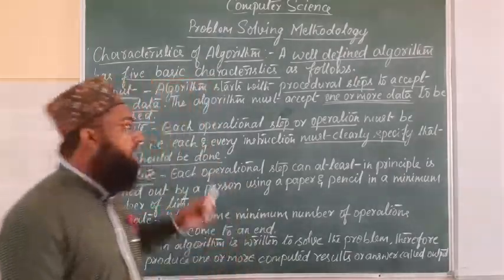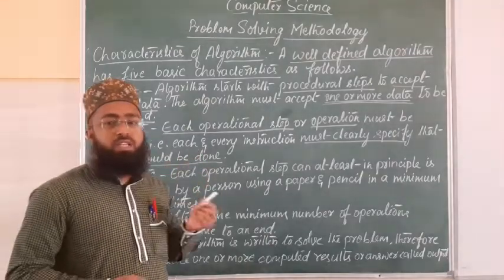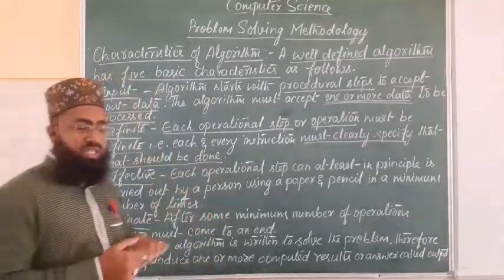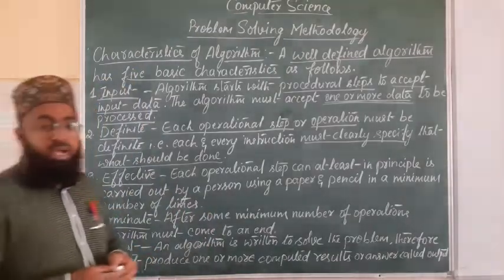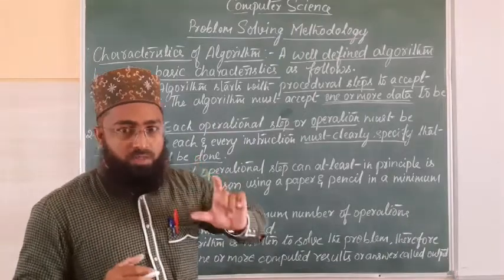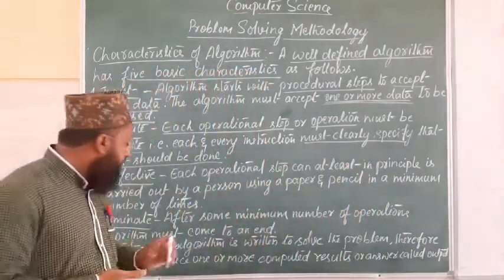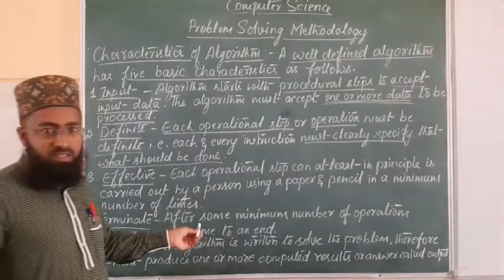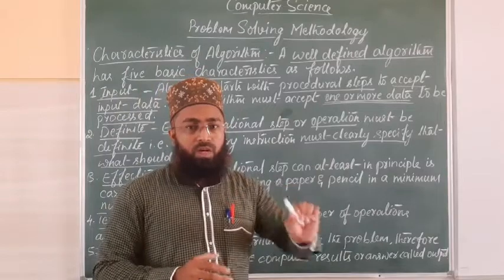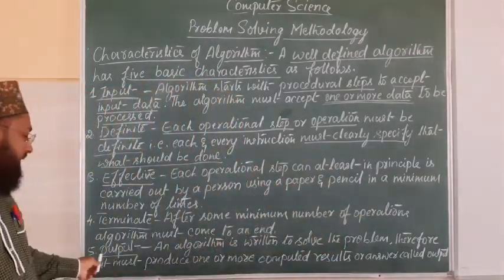That data is called an input. Then definite: each and every step of an algorithm should be clearly explained. That is called definite. Effective: an algorithm should have a minimum number of steps. It should not be too lengthy. Next, terminate: after a minimum number of steps, the algorithm should come to an end. And lastly, there is output.